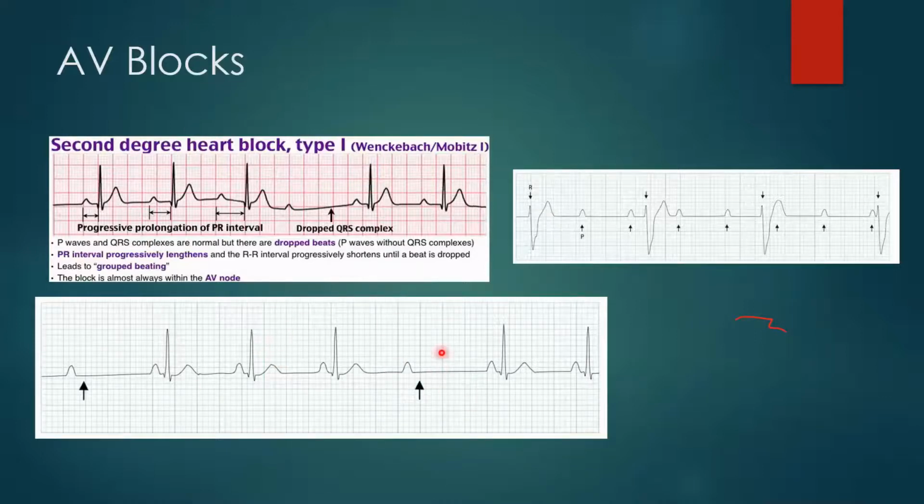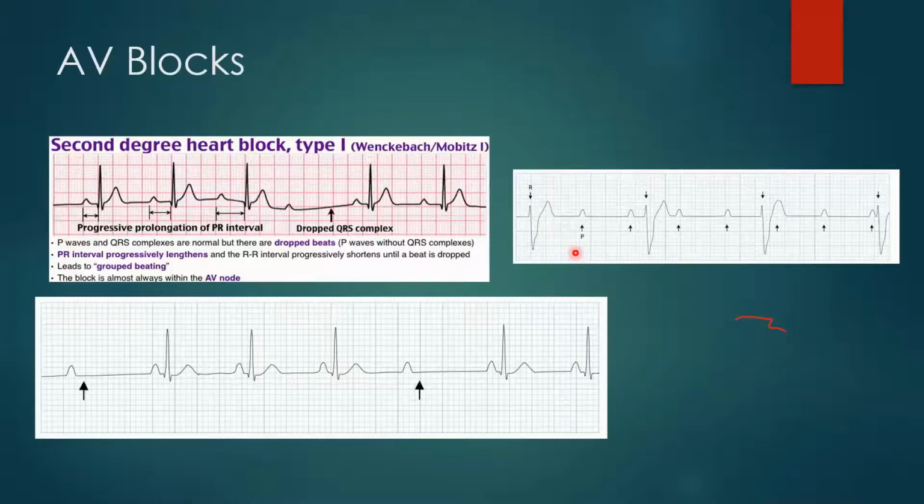Both of these eventually lead to this one, third-degree block. This is the end stage of the first two, second-degree heart block. Third-degree heart block, or complete heart block. Basically, there is no AV node. The AV node has given up on life. It says, screw you guys, I'm done. And it doesn't let any signals through.